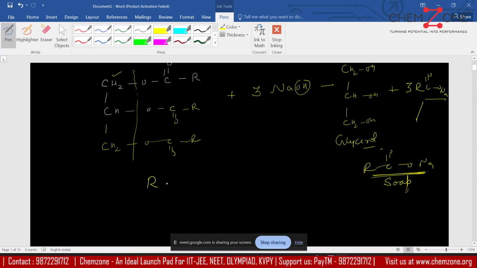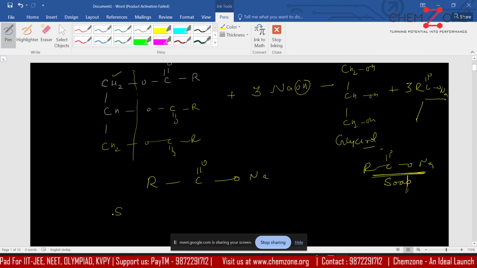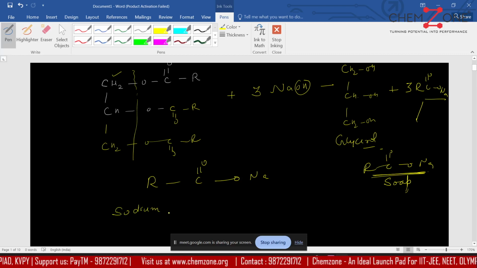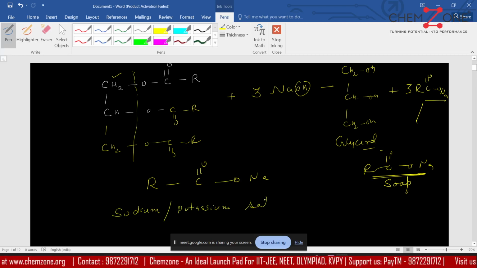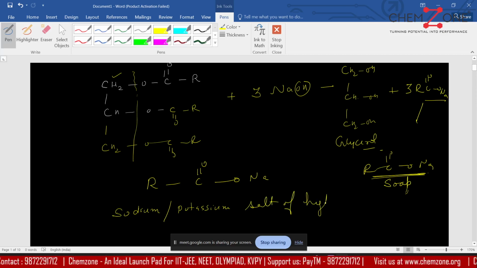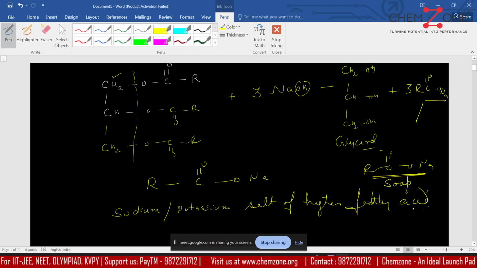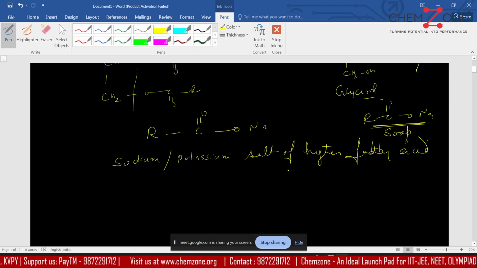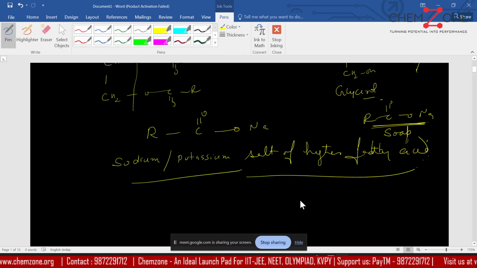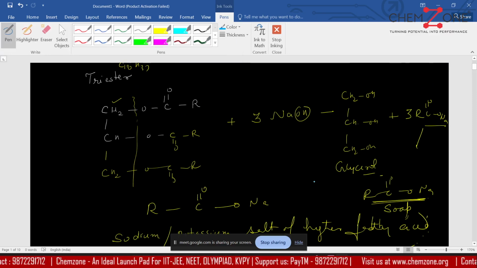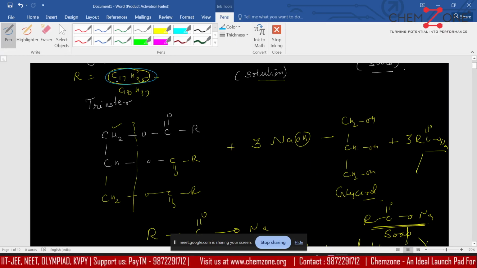So soap is nothing but a sodium salt of higher carboxylic acid. It can be sodium, it can be potassium, both. Salt of higher fatty acid. In your book, directly they are writing, soap is sodium salt of higher fatty acid. But why do we call it a higher fatty acid? It means it's a long chain carbon atom here.